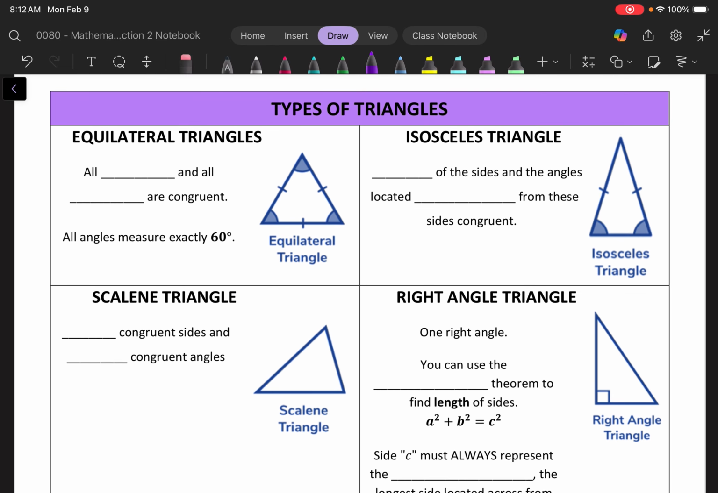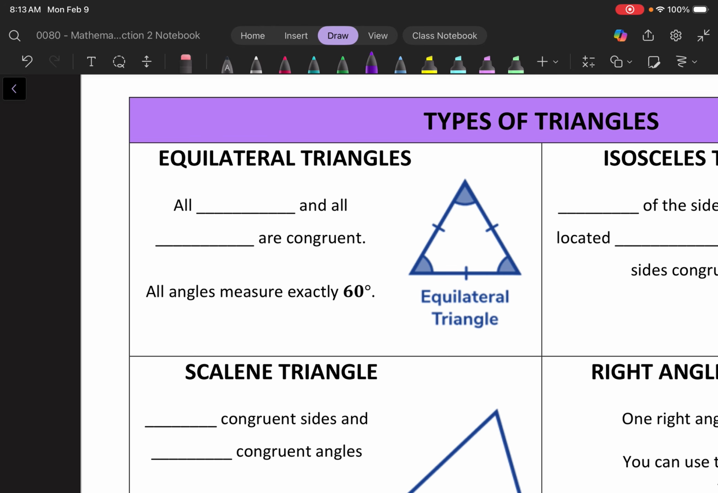Now, you might have heard of these types of triangles before. If you have, great. If you haven't, that's okay. We're going to be talking about them now. But the first type that we're going to be talking about is called an equilateral triangle. Now, if we break down the word, we kind of have equa, as in equal, and lateral.